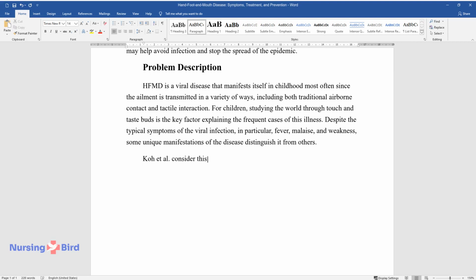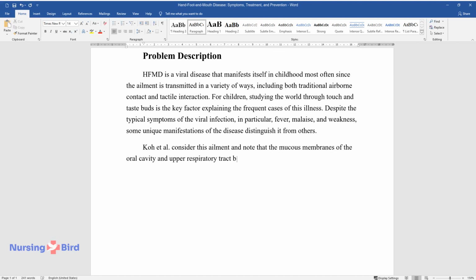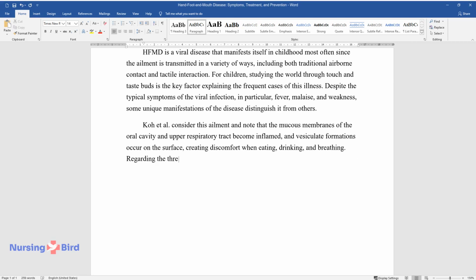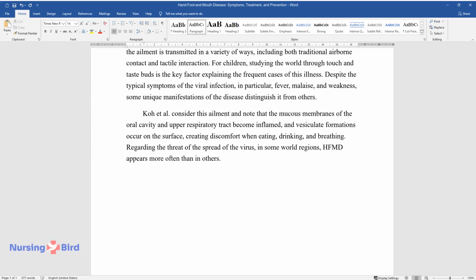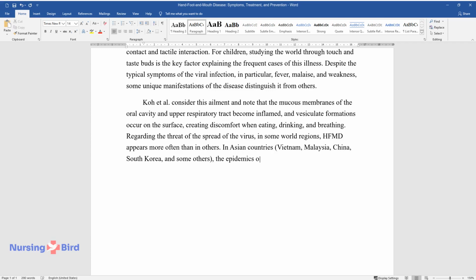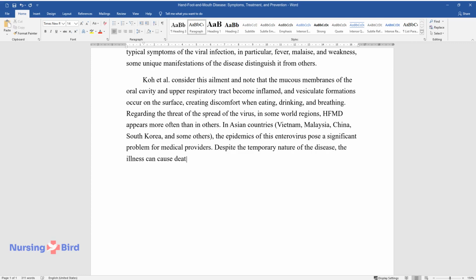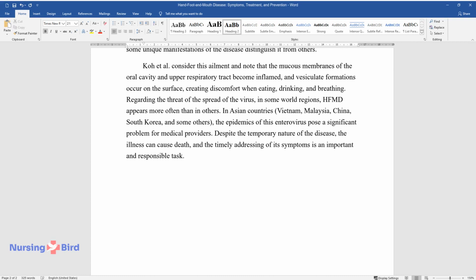Coe et al. consider this ailment and note that the mucous membranes of the oral cavity and upper respiratory tract become inflamed, and vesicular formations occur on the surface, creating discomfort when eating, drinking, and breathing. Regarding the threat of the spread of the virus, in some world regions, HFMD appears more often than in others. In Asian countries, Vietnam, Malaysia, China, South Korea, and some others, the epidemics of this enterovirus pose a significant problem for medical providers. Despite the temporary nature of the disease, the illness can cause death, and the timely addressing of its symptoms is an important and responsible task.